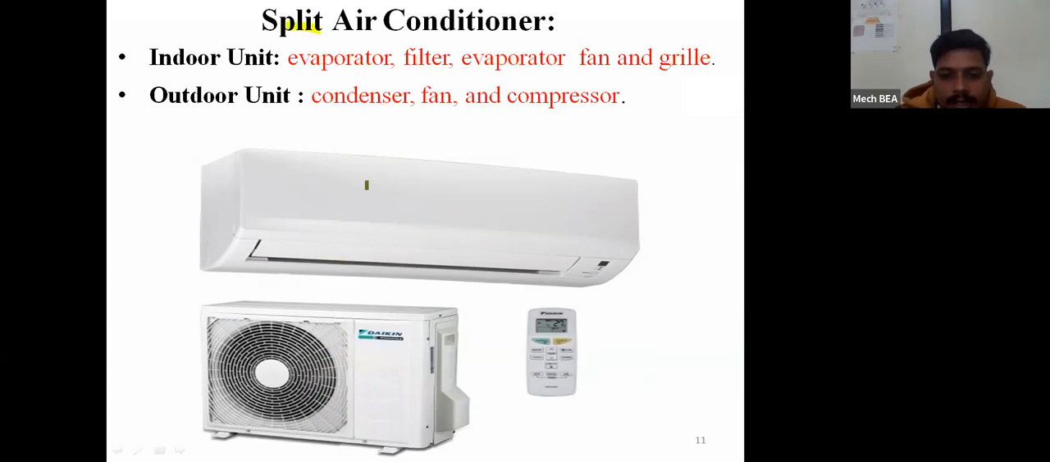Because there will be two separate parts, whereas in a window air conditioning system, there are no separate parts. All the parts are accommodated inside one installation only. That's why we call it a window air conditioner. But in a split air conditioner, two separate parts will be there. One part will be called the indoor unit, which will be placed inside the room, and the other part will be called the outdoor unit, which will be separately placed outside of the room.